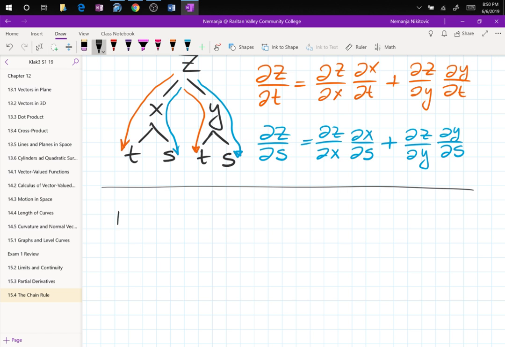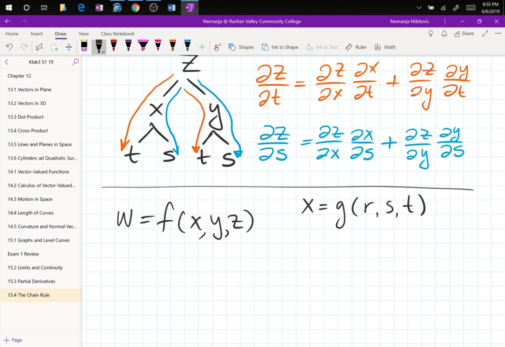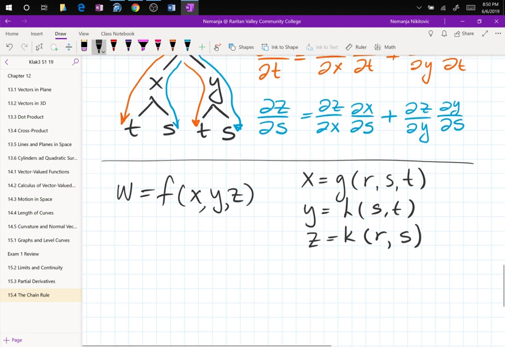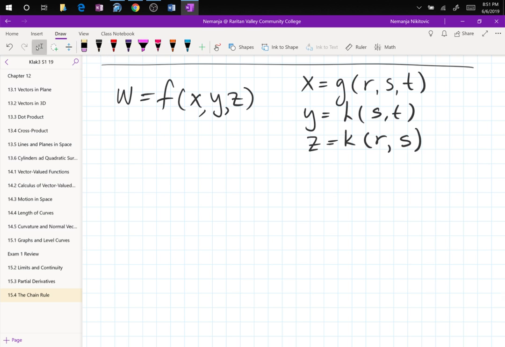Now let's take a look at some of these that branch even more. Let's say that w is a function of x, y, z. I'm going to regret this. And then x is a function of r, s, and t. y is a function of s and t, let's say, and z is a function of r and s, whatever. So this is, let's say, a typical exam question where you have to draw the tree and write the formula for chain rule.